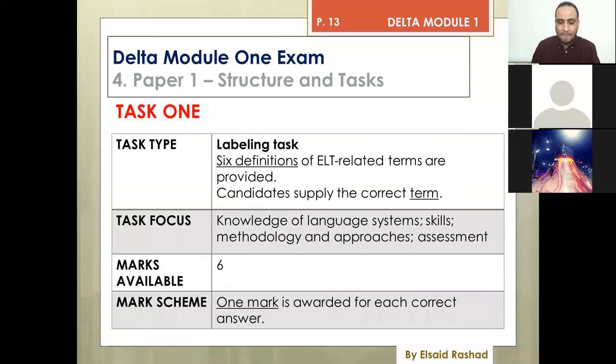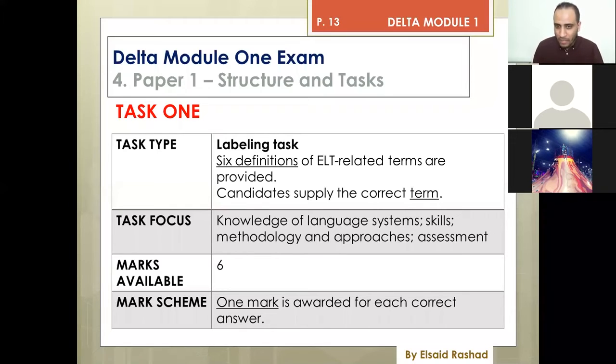Not in detail. And I will show you some sample questions and sample answers, okay? I will show you my answers when I was doing Delta Module 1. But before I show you the sample question and the sample answer, I want you to have a look at this. This is very important to know before I show you the sample.